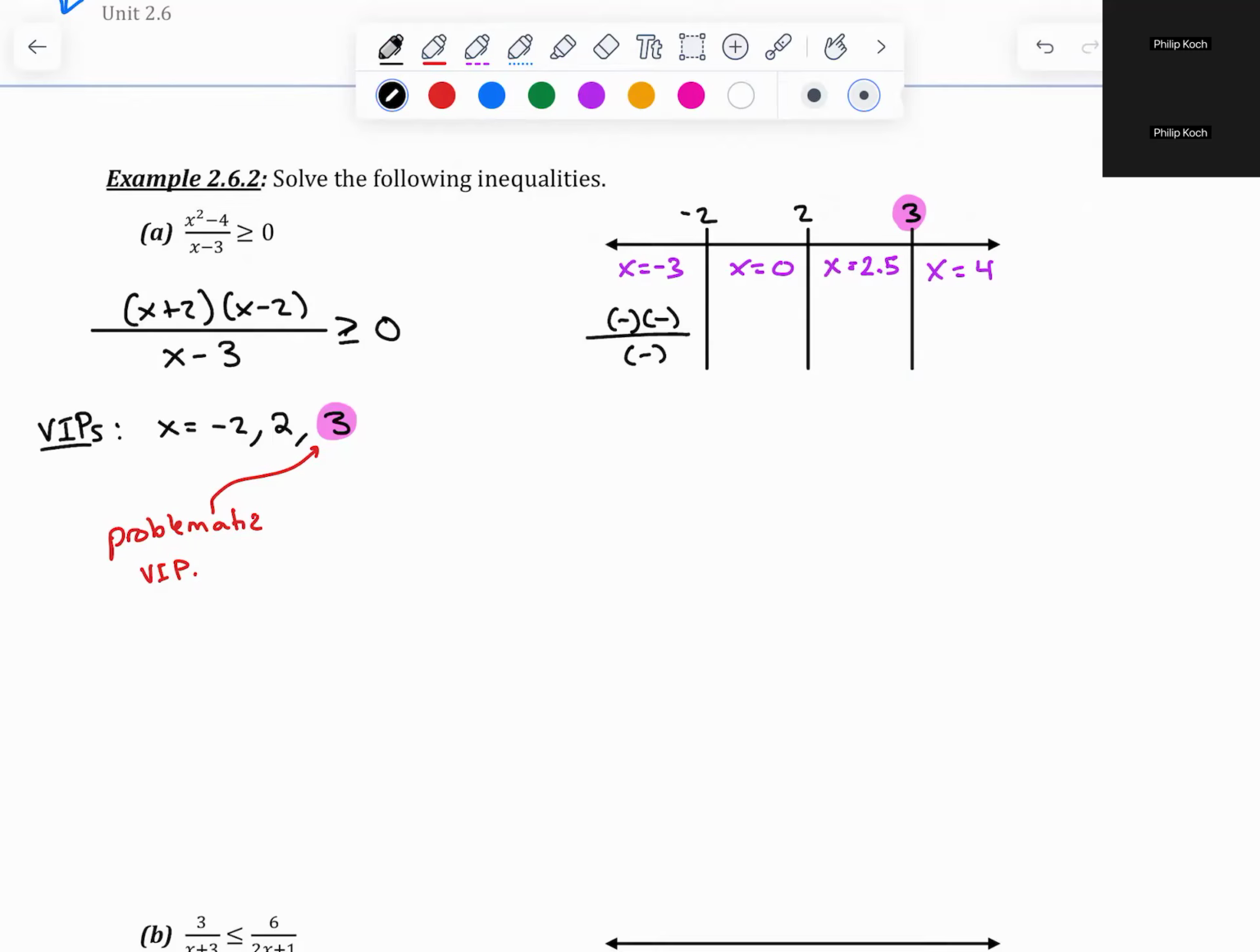So we have 3 negatives, which is a net negative, right? 2 of the negatives will cancel out. You can always pair up 2 negatives, but you're going to have 1 negative left over, resulting in a negative. That is not a piece I want because I want the pieces to be strictly greater than 0 or greater than or equal to 0. Plug in 0. I should get positive, negative, negative.